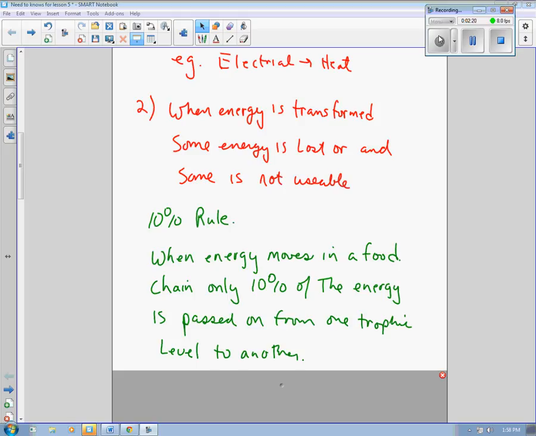Where do you think that 90% goes? It's either used by the organism for all of the life things it has to do, or it's turned into thermal energy, which is unusable, or it is turned into another form of energy that is just dissipated into the environment. So it is really important to remember that not nearly all the energy in one trophic level ever makes it to the next trophic level.